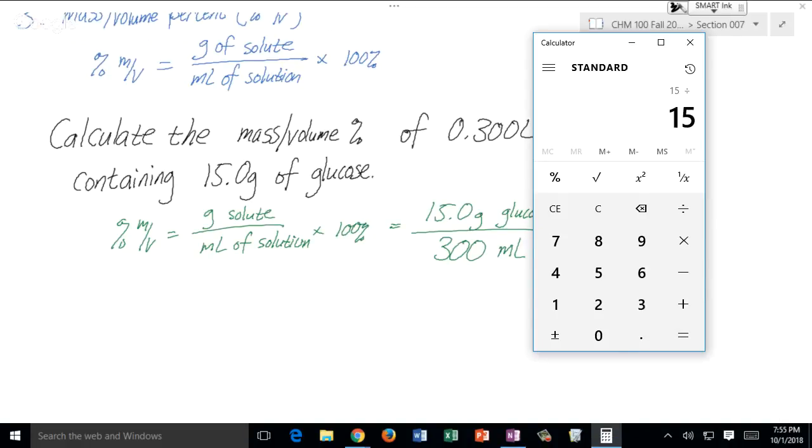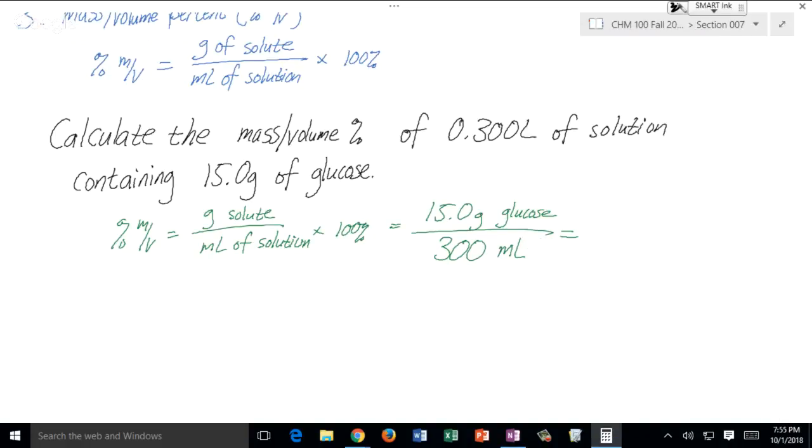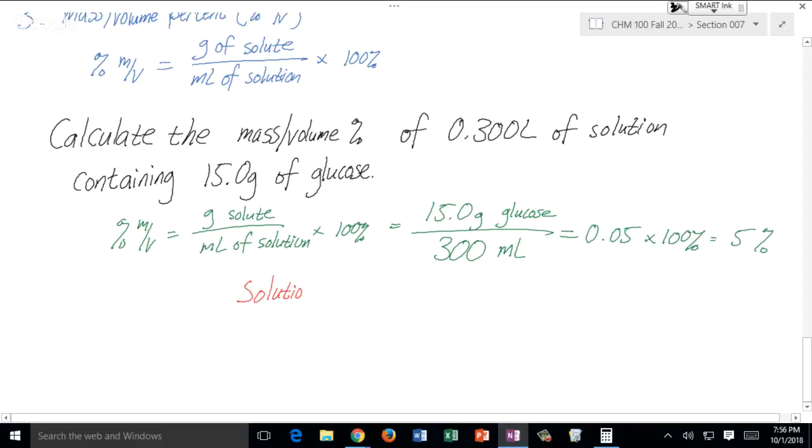All right, so 15 divided by 300 is 0.05. And then we want to make that into a percent. So that is 5%. So we would say that this solution is 5% mass by volume glucose.